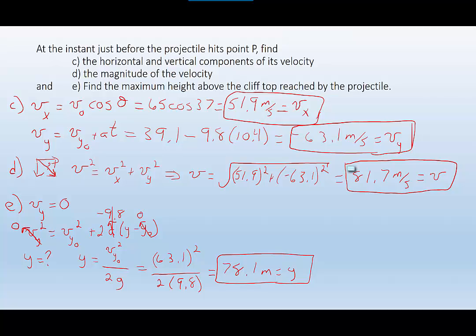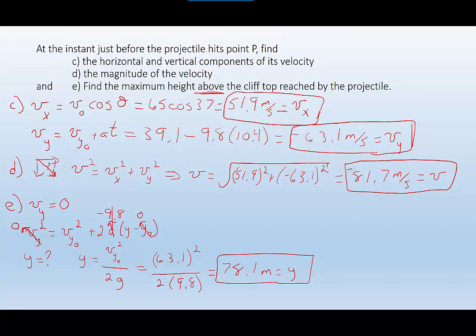Now, one last thing to make sure that you understand why I chose the cliff height to be 0 here. It's because we are asked what is the maximum height above the cliff. If we were just asked what is the maximum height reached by the projectile, we would not be able to make y naught equal 0.